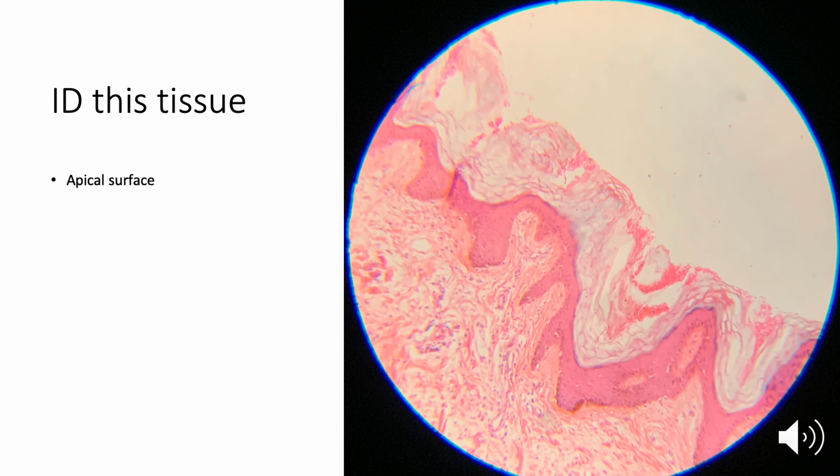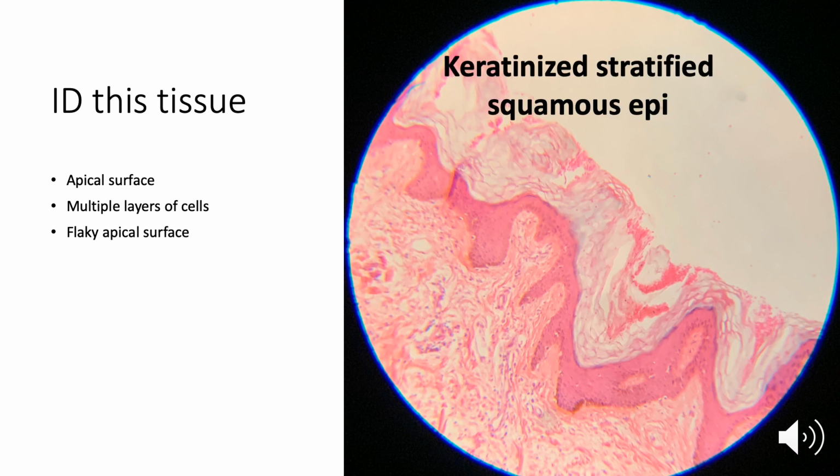Next thing is, how many layers of cells do I have? So from the top here, from my apical surface, until I get to my basement membrane down here, where I see a transition to a different tissue type or connective tissue, I see there's lots of layers of cells. And the dead giveaway here as to what tissue type this is the apical surface with all this flakiness, all these sort of separated dead cells. That flaky apical surface tells me it is keratinized, stratified squamous epithelium.